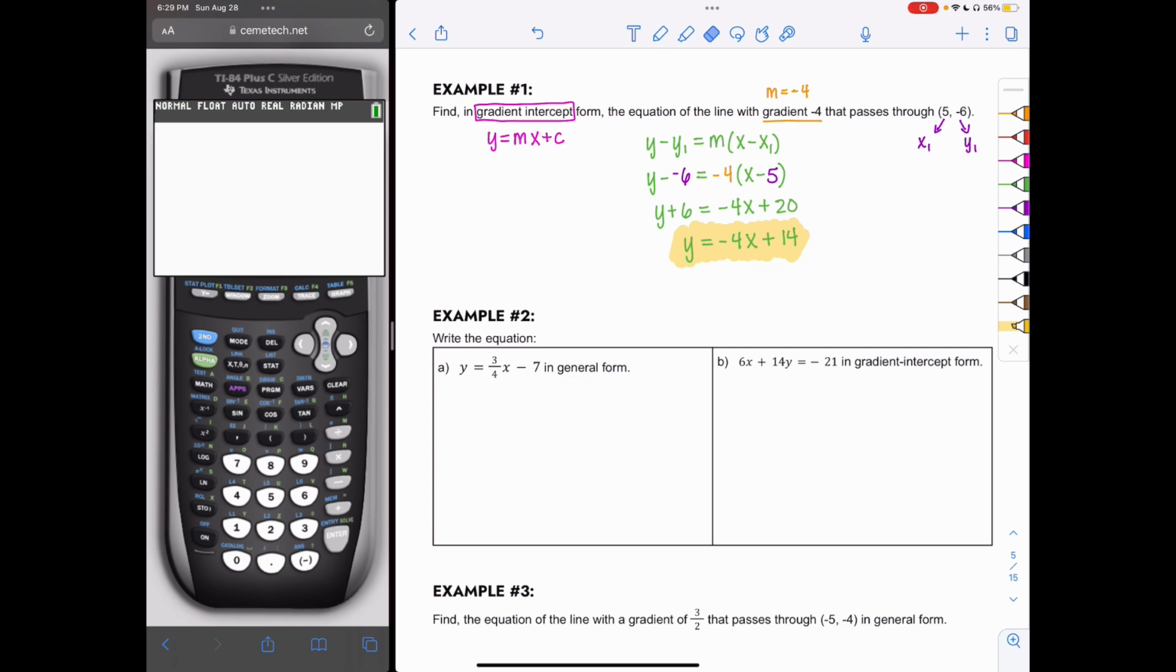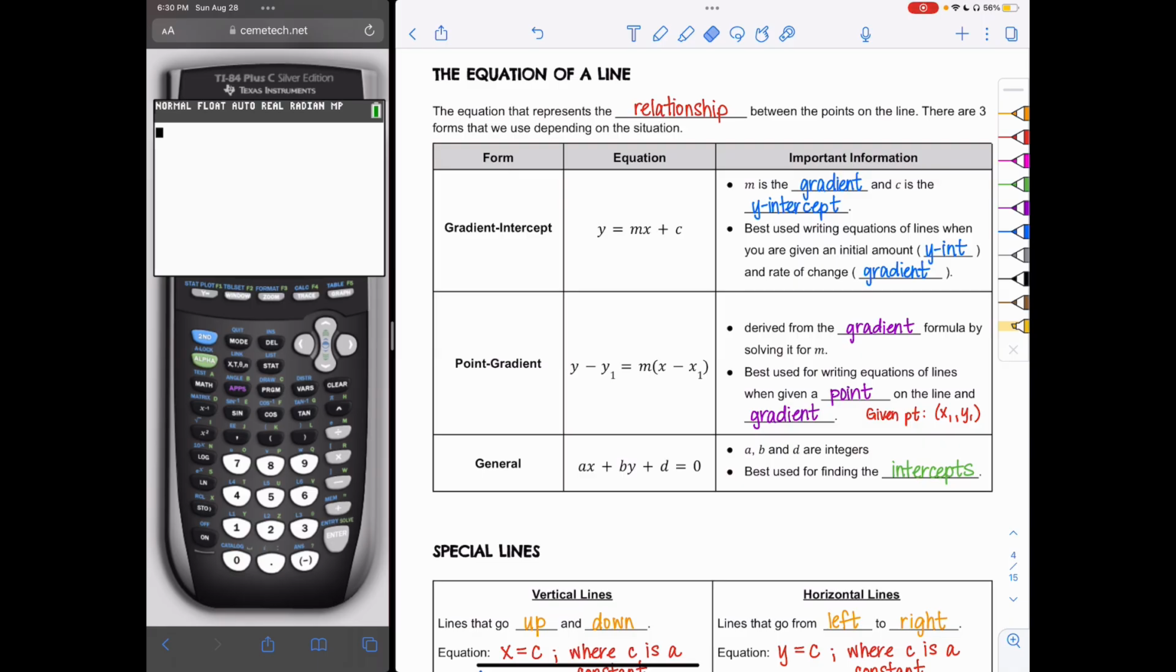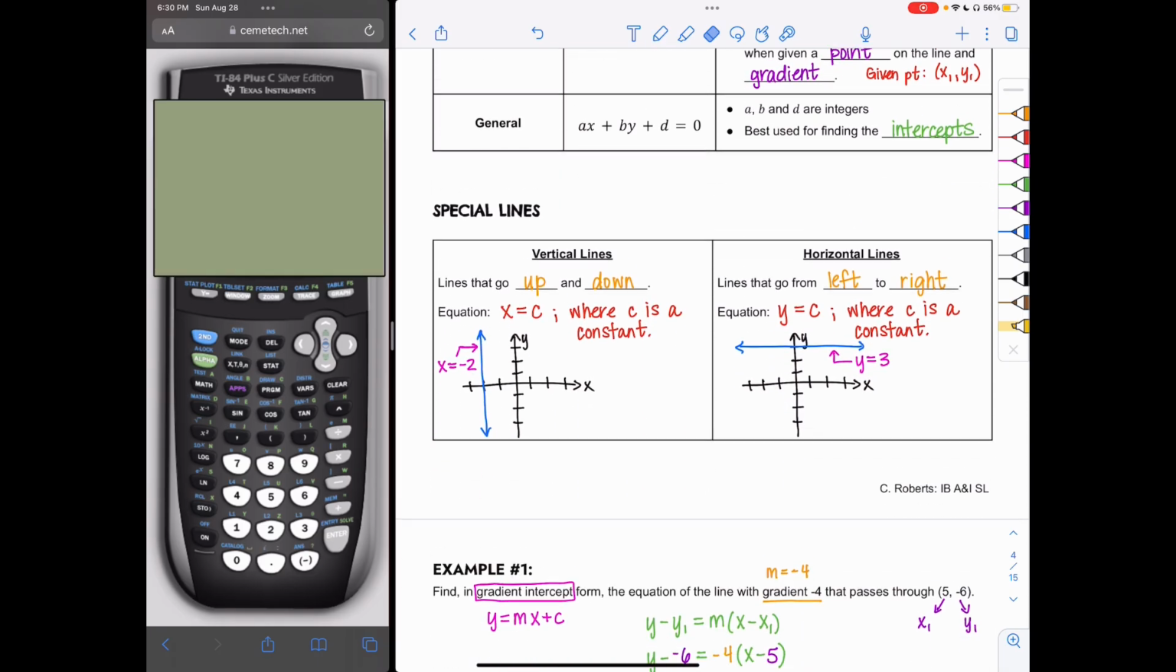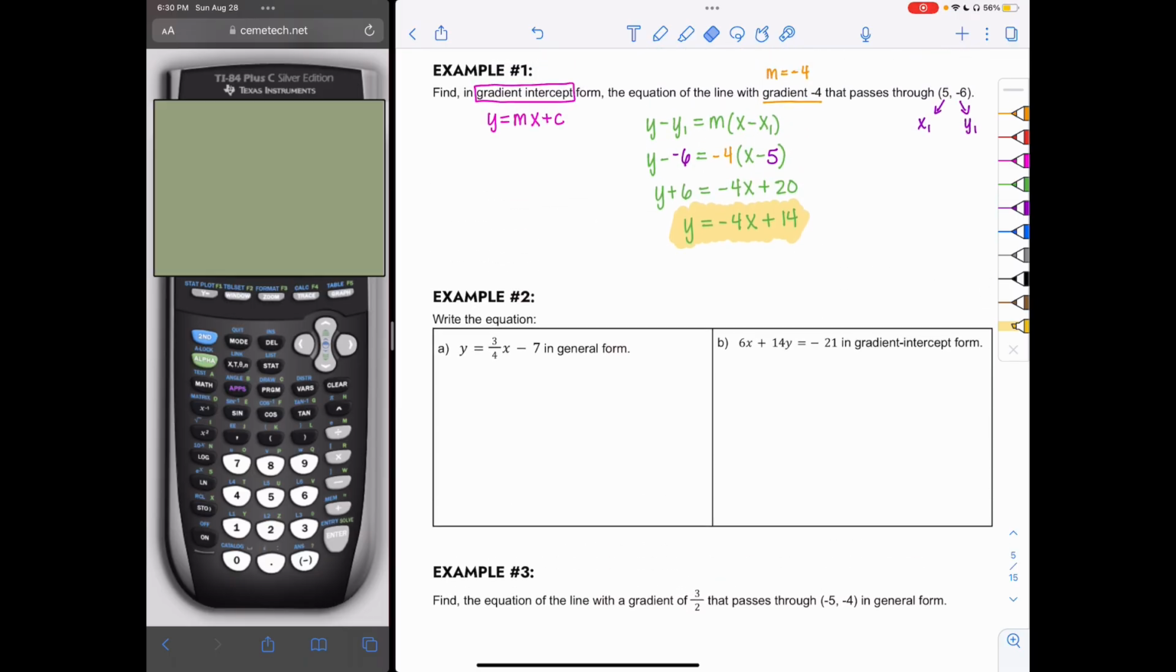Example number 2, it says write the equation y is equal to 3/4 x minus 7 in general form. So remember, general form is when you have ax plus by plus d is equal to 0. And remember that a, b, and d have to be integers or whole numbers, no matter whether they're positive or negative. So the first thing that you should see here is that you first have to set it equal to 0. It does not matter if you take everything from the left and then move it over to the right, or you take everything from the right and move it over to the left. You will get the same answer, okay? Both equations will be equivalent, okay?